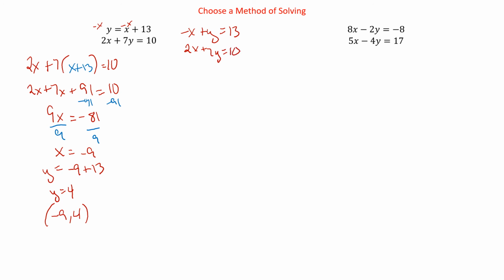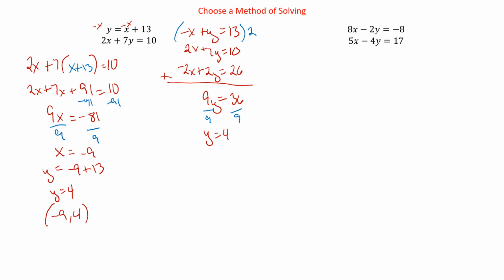Now we're going to have to multiply by a number. Being that the x's already have opposite signs, let's just multiply by 2. We could multiply by negative 7 and eliminate the y's as well if we wanted to. But we multiply by 2, so we end up with negative 2x plus 2y equals 26. We can add these together. The 2x plus negative 2x goes away. 7y plus 2y is 9y equals 10 plus 26 is 36. We can divide by 9 to get y equals 4.